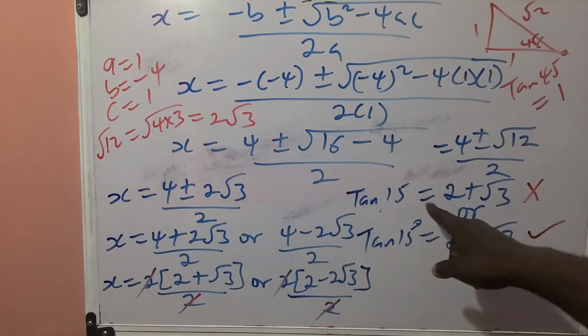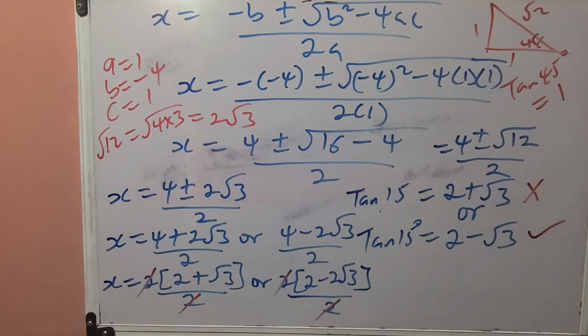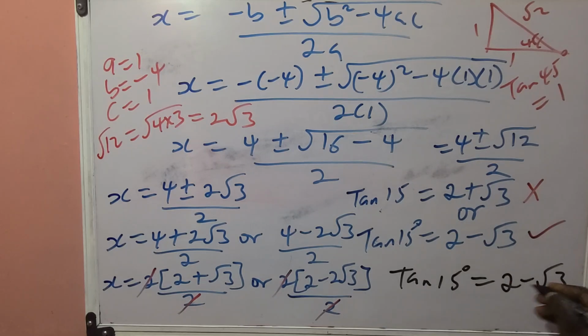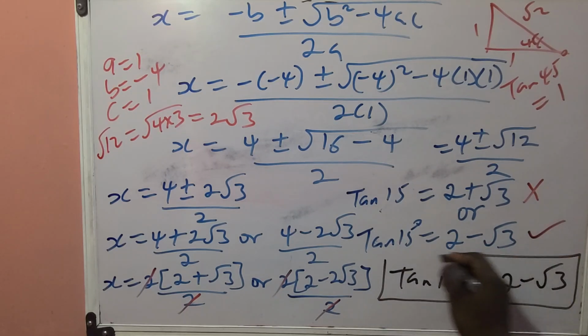But if you look at this particular answer, 2 plus root 3 will give you a value more than 1. Actually, you'll be getting 3 point something. So you can see that this is not valid. This answer will not be acknowledged because this is not going to be the case. So this is the only answer that will be acknowledged. So we'll be concluding that from this particular question, our tan 15 degrees is equal to 2 minus root 3. Very simple and straightforward.